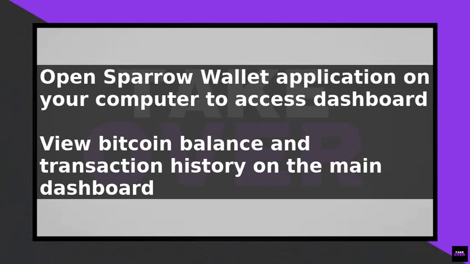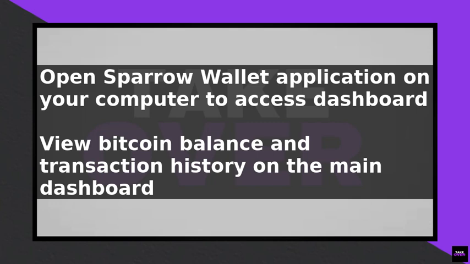To send Bitcoin from Sparrow Wallet, start by opening the application on your computer. Once the wallet is launched, you will see the main dashboard where you can view your Bitcoin balance and transaction history. First, ensure you have a sufficient Bitcoin balance in your wallet to cover the amount you want to send, plus any applicable transaction fees.